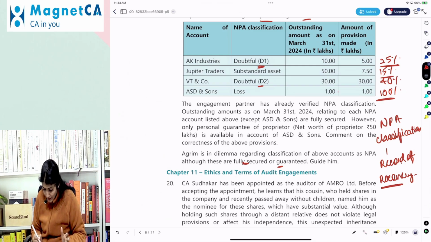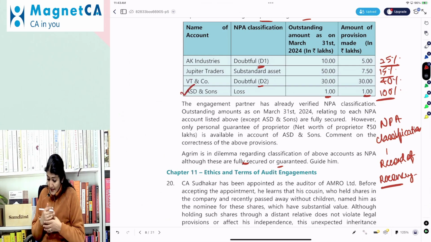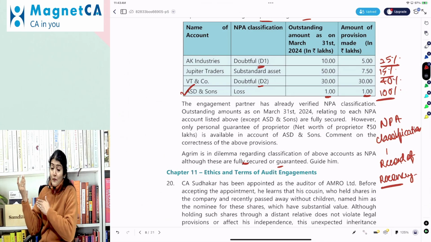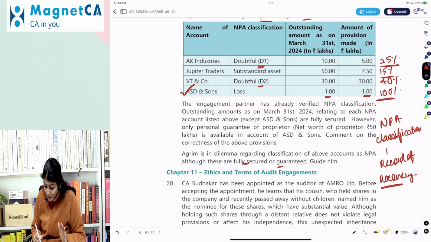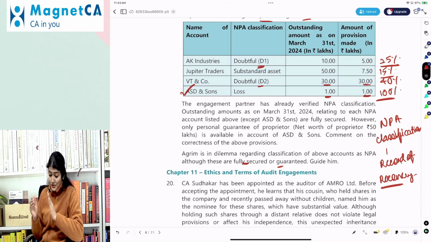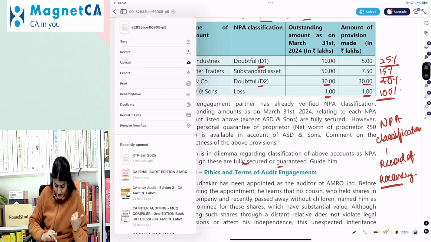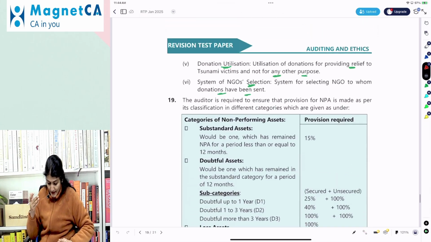So here for the loss asset, have they made the 100% provision? Yes. Then in case of the doubtful asset, how much provision is required to be made? 25%. So not 5, but 2.5. And then for the substandard asset, 15% provision is required to be made. And for doubtful, they've made 100% provision. No, so only 40% provision, that is 12, is to be made. So let us check the points over here.